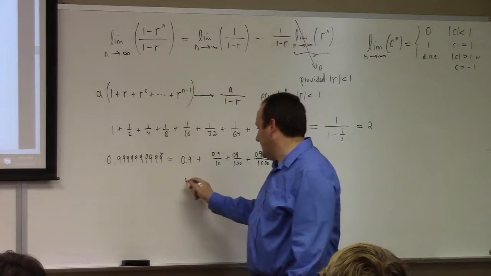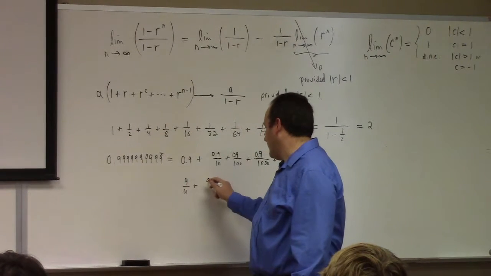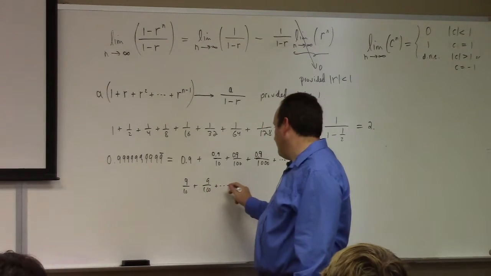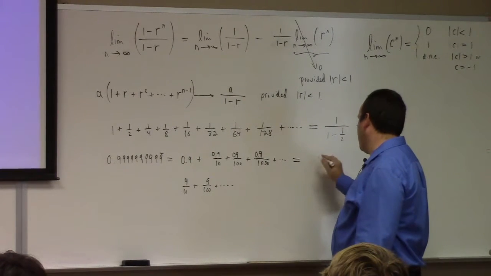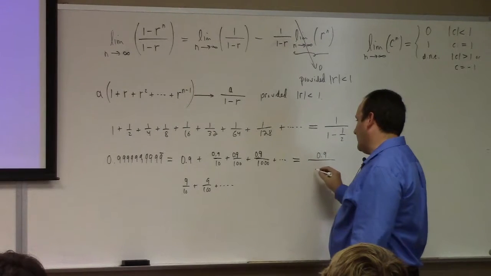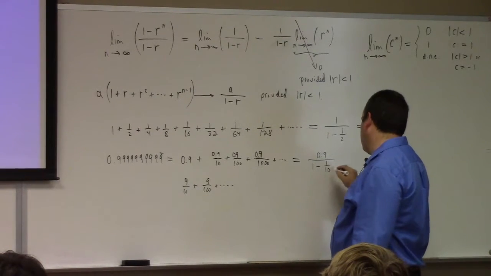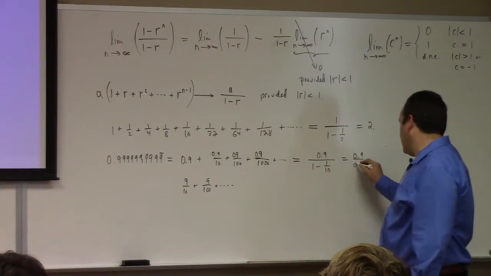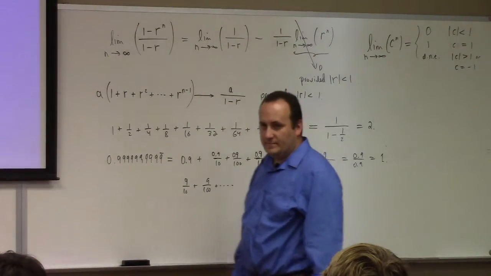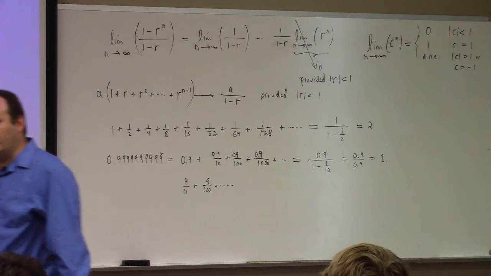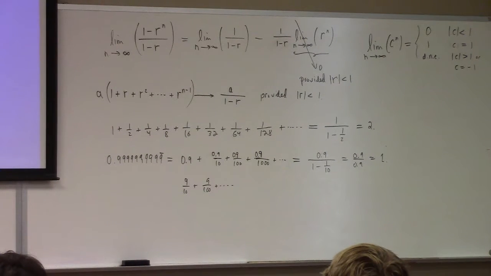In other words, it's 9/10 plus 9/100ths, and so forth and so on. So what would that be? It would be 0.9 divided by 1 minus 1/10, aka 0.9 over 0.9, also known as 1. So there you go. There's the proof that 0.99 repeating is 1. Brought to you by the theory of convergent sequences.